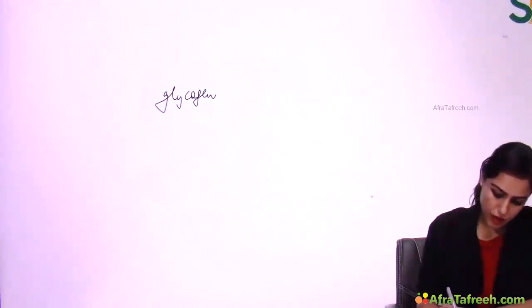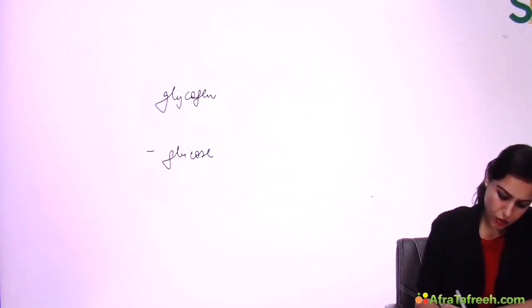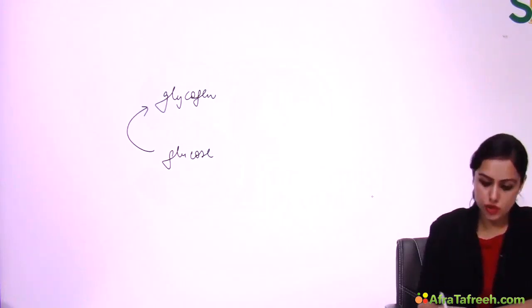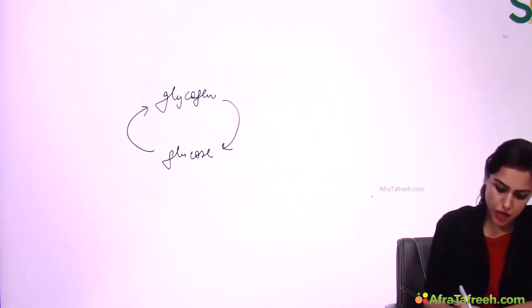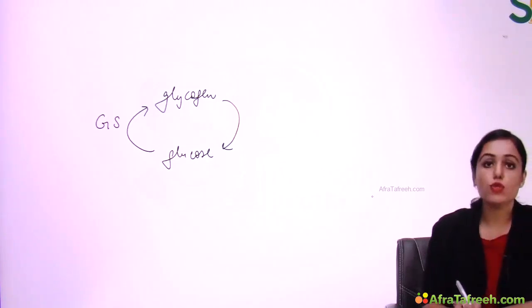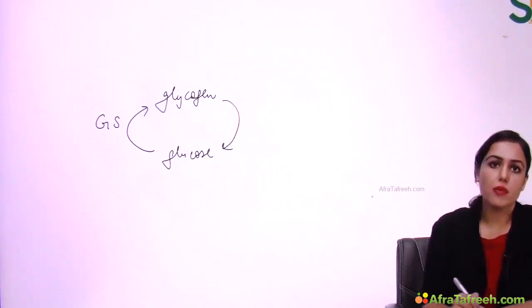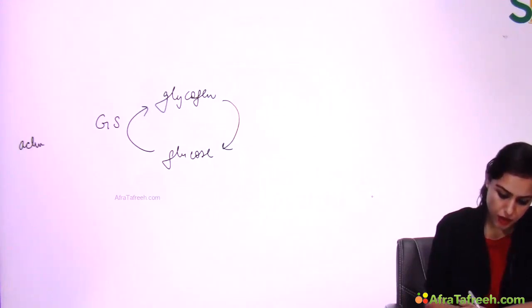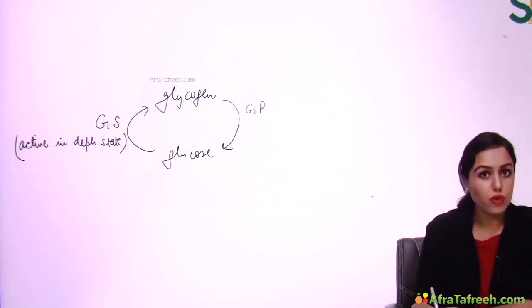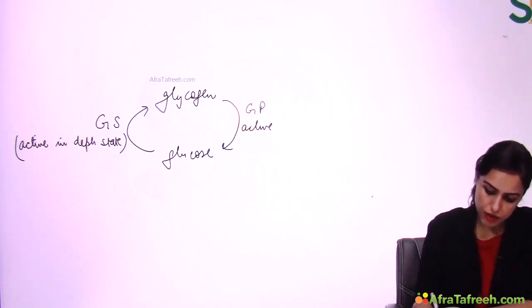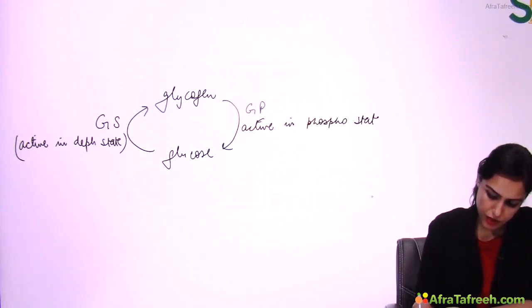Now see here, I have written glycogen here and I have written glucose here. You know, glucose to glycogen is synthesis, glycogenesis, and on the other hand, glycogen to glucose is breakdown, that is glycogenolysis. The main enzyme on left hand side is glycogen synthase, which is anabolic enzyme, and any anabolic enzyme is active in dephosphorylated state. On the other hand, here we have glycogen phosphorylase enzyme, which is catabolic enzyme. So it is active in phosphorylated state, right?